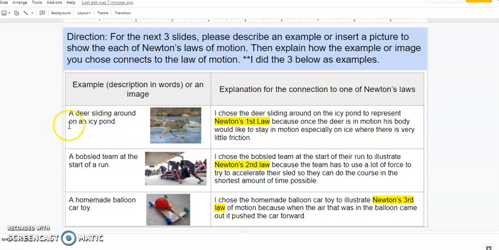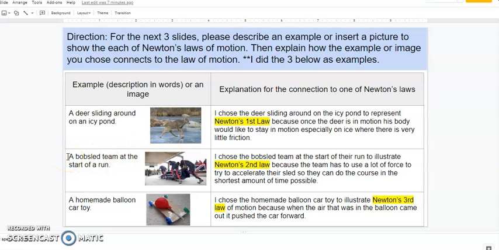So the first one I have here is a deer sliding around on an icy pond. And I chose this picture of the deer sliding around on the icy pond to represent Newton's first law, because once the deer was in motion, his body wanted to stay in motion, especially on that ice where there's very little friction, and you can see that in the picture. So I thought it illustrated Newton's first law pretty well.